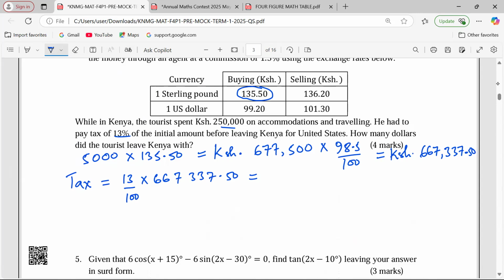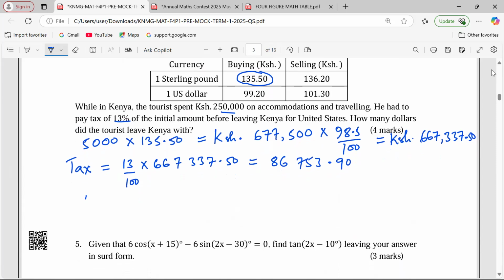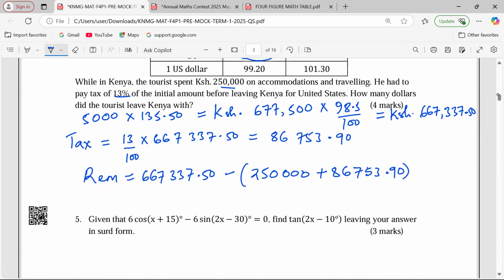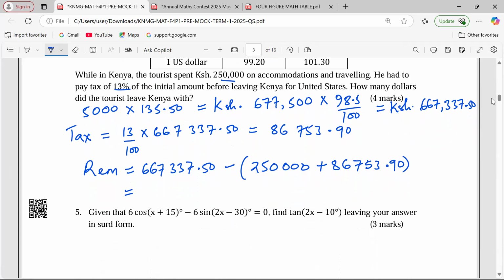So this is going to be a tax of 86,753.90. So this gentleman paid tax to the Kenyan government, that amount. It means we can get the real remainder now. Remainder shall be when we take 667,337.50 and we subtract the amount which has been spent, 250,000 for accommodations and traveling, then 86,753.90 for tax.